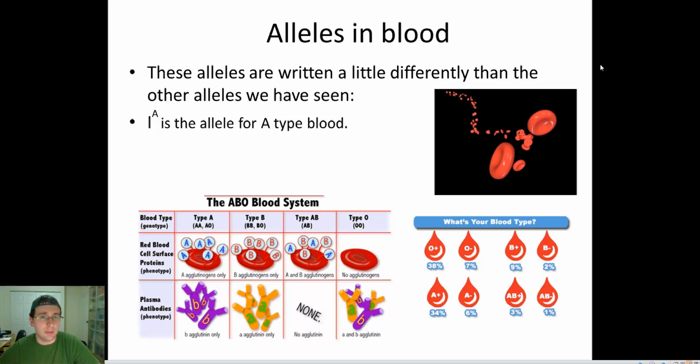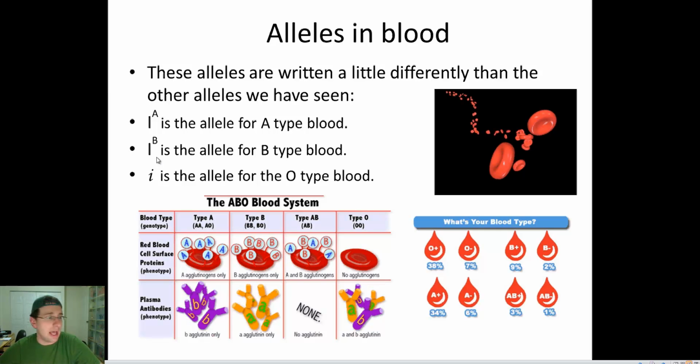So remember that blood types are written with a code, a big I, which is just the convention. The big IA stands for the A blood type, and the big IB stands for the B blood type. If you have the big IA, you're going to express the surface protein of the A blood type. If you have the big IB, you're going to express the surface protein of the B blood type. If you have the little i, that's recessive, and you're going to show the O type. If you have a combination of both A and B in your genotype, then you're going to express the AB blood type.